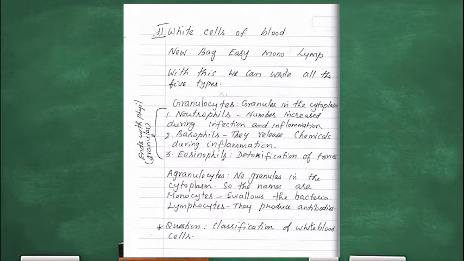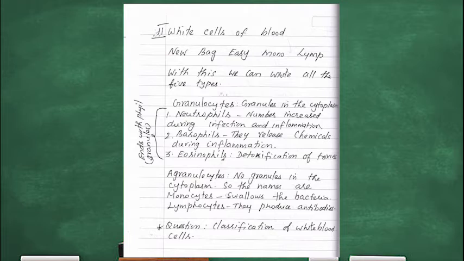No granules in the cytoplasm. See the first case, granules in the cytoplasm. Here you just add no, then you will get 1 mark. So the names are monocyte and lymphocyte. Here monocyte means the granules will be absent. Then what is the use of that?